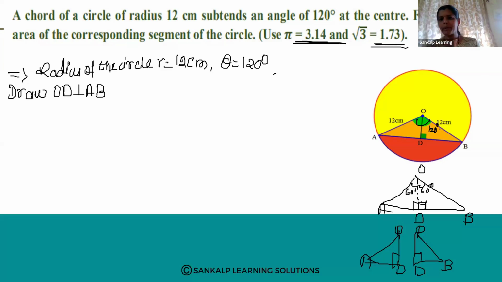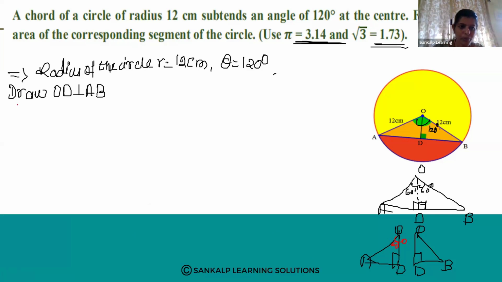So now you have drawn OD perpendicular to AB and it divides that triangle into two parts. Now, here angle O is 60 degree. See, angle O is 60 degree. Observe here carefully. See, angle O is 60 degree and angle D is 90 degree, right? So angle O is 60 degree, angle D is 90 degree. By using these two angles, we can find the third angle, right?